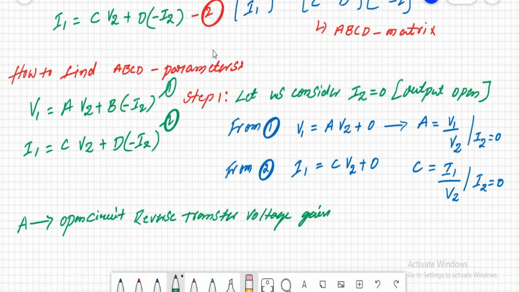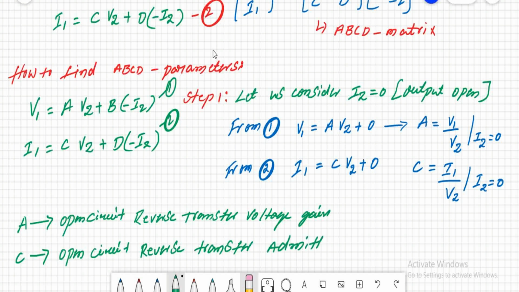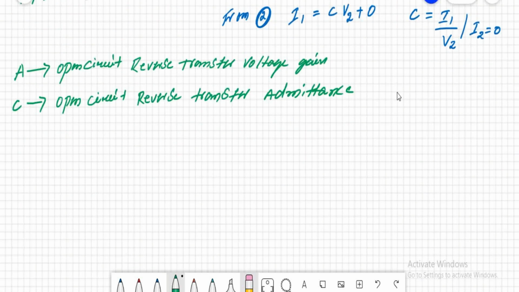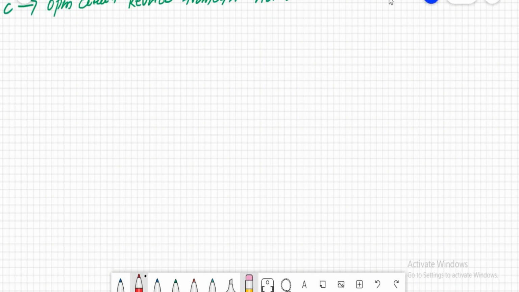And what about your C? C is a current by voltage, so it is an admittance. So C is equal to open circuit reverse transfer admittance. Open circuit reverse transfer admittance. So here we got A and C. Now let us go with step 2.